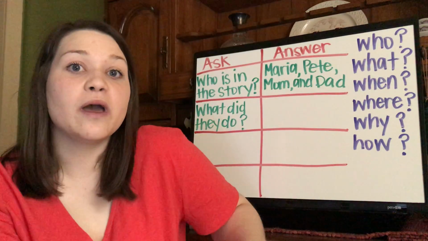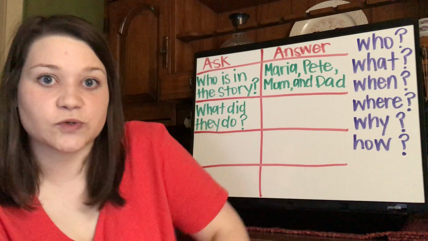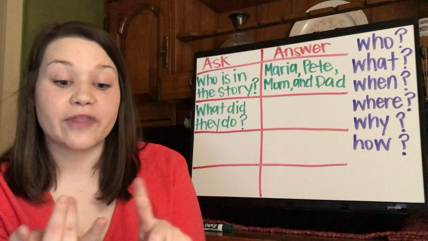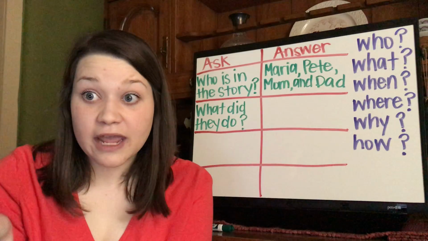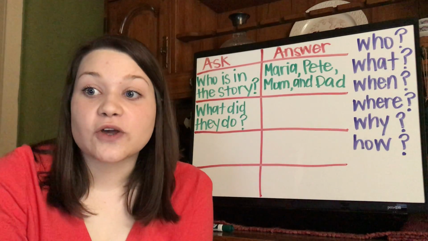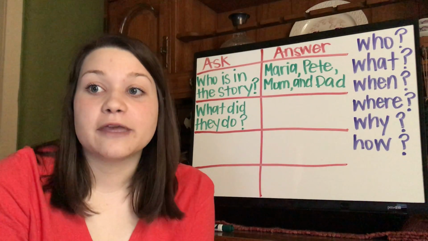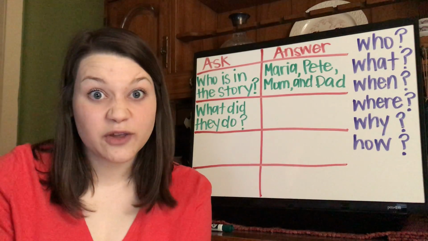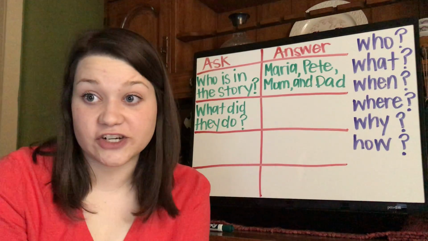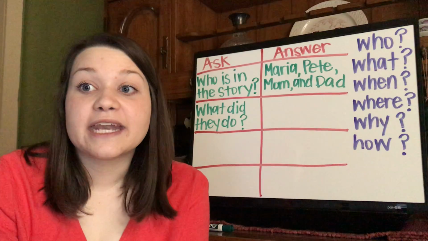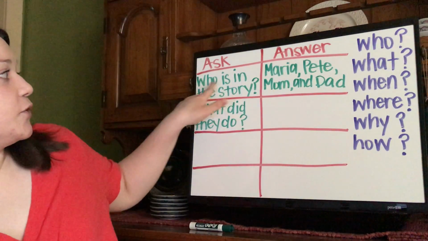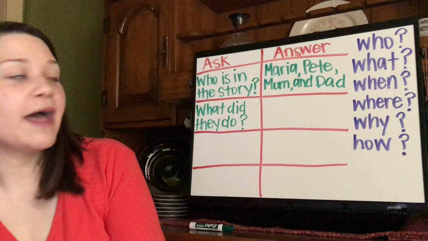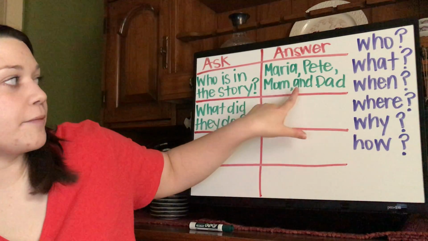When I say who, I'm talking about the characters in the story. So the people, the animals, and the talking objects. This story has people in it, and I know that my characters are those 4 people, Maria, Pete, Mom, and Dad. So I could ask, who are the characters in this story? And I could find that answer by looking back at the story. So I could say, who is in the story? And when I look back, I see it's Maria, Pete, Mom, and Dad.